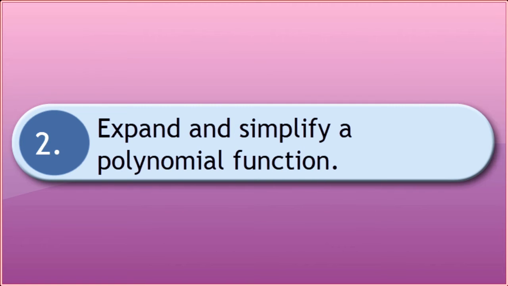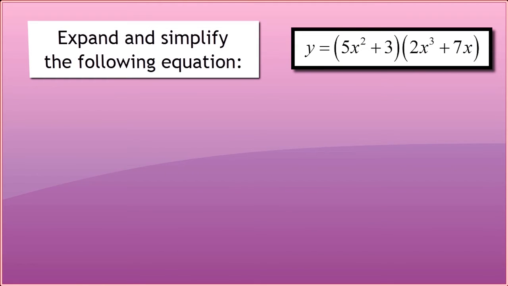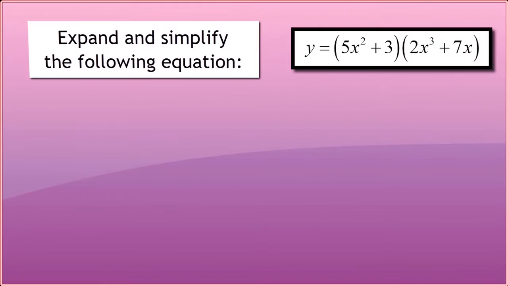Number 2. You should be able to expand and simplify equations into polynomials. Let's try an example. Consider the equation y equals (5x squared plus 3)(2x cubed plus 7x). Pause here if you would like to try the example yourself. We can expand and simplify this equation into a polynomial using the FOIL technique.